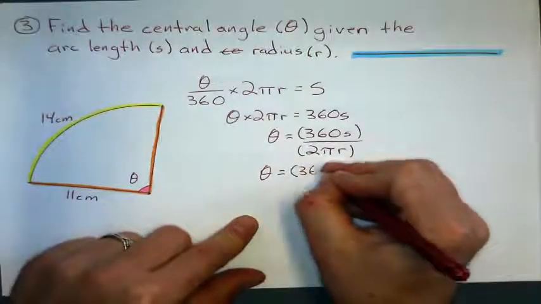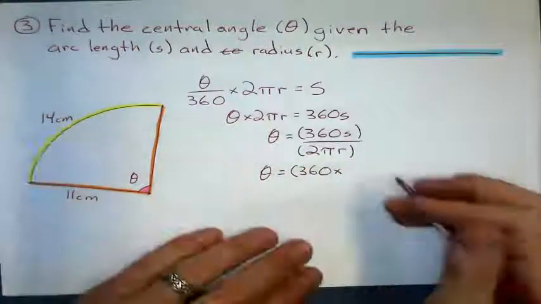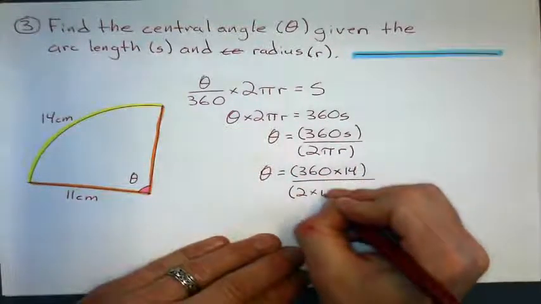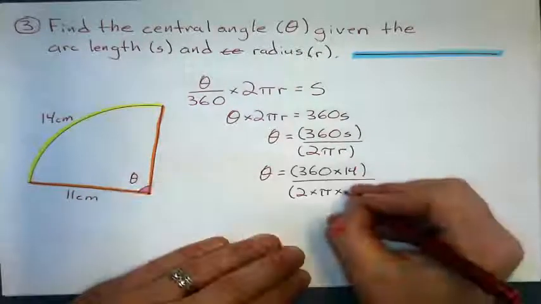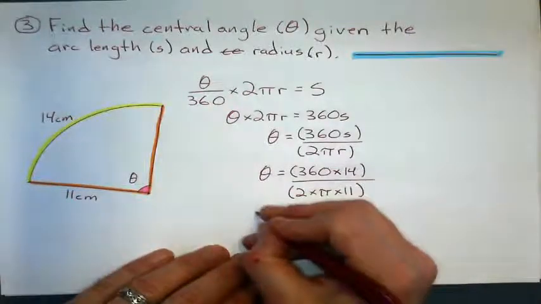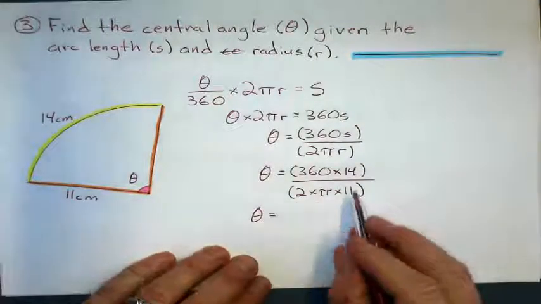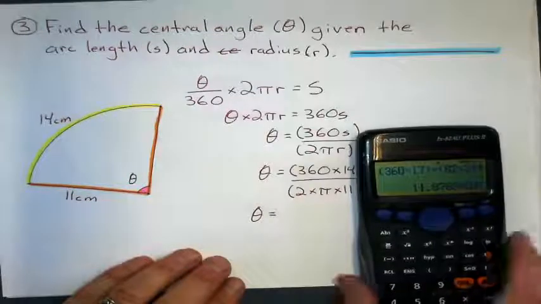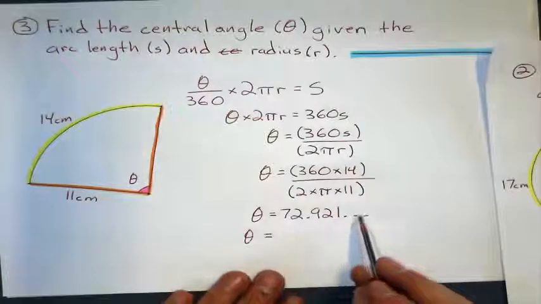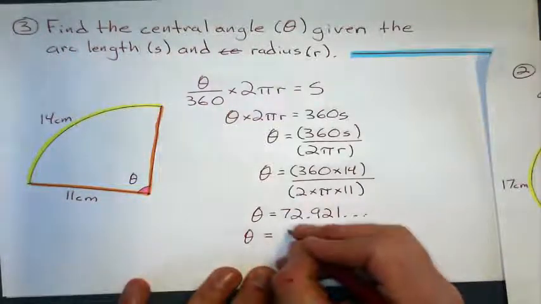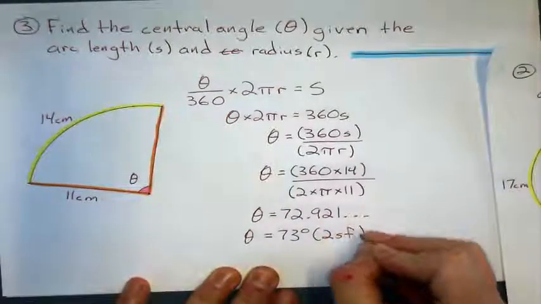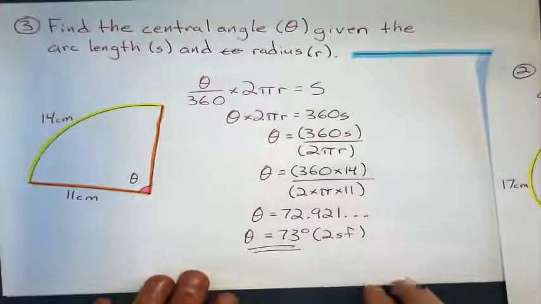So it's brackets 360 times my arc length of 14 divided by 2 times pi times, what was my radius, 11. Done. Well, I'm not done, but I'm done with all the hard work. And now I'll find my central angle via the calculator. What do you get? I get 72.92 something, so I'll just give it to a whole number, 73 degrees to 2 significant figures. How does that look?